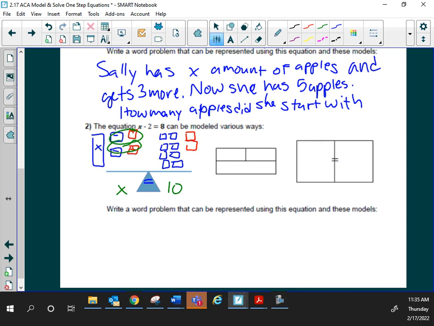And is that true? If I plug in 10 into that equation, 10 minus 2, is that equal to 8? Yes. That is the beauty of this unit. You should never get anything wrong because you can plug it in and solve it and check it.